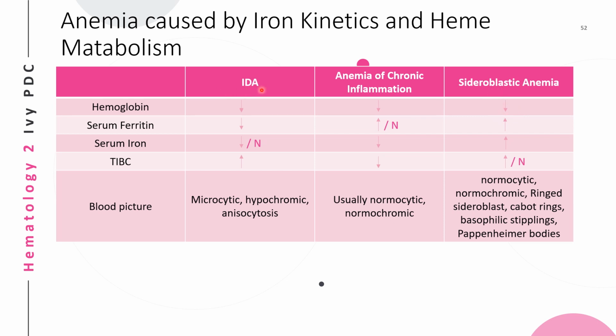The blood picture for IDA is that the red blood cells are microcytic, hypochromic, and with anisocytosis. While in anemia of chronic inflammation, the red blood cells appear normal. They are normocytic and normochromic.